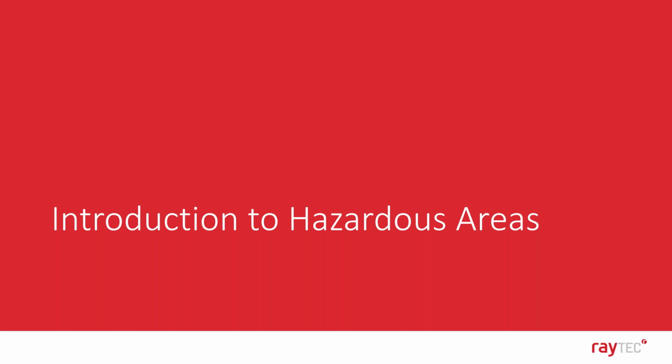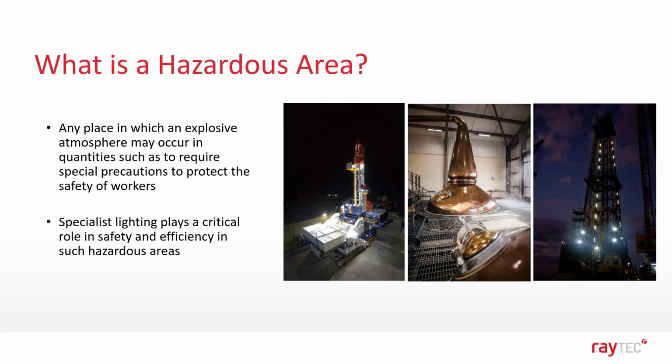So, introduction to hazardous areas. First of all, we need to define what we mean by a hazardous area. A hazardous area can be defined as an area in which an explosive atmosphere may occur in quantities such as to require special precautions to protect the safety of workers. That could be special precautions for construction, installation, as well as the use of equipment.